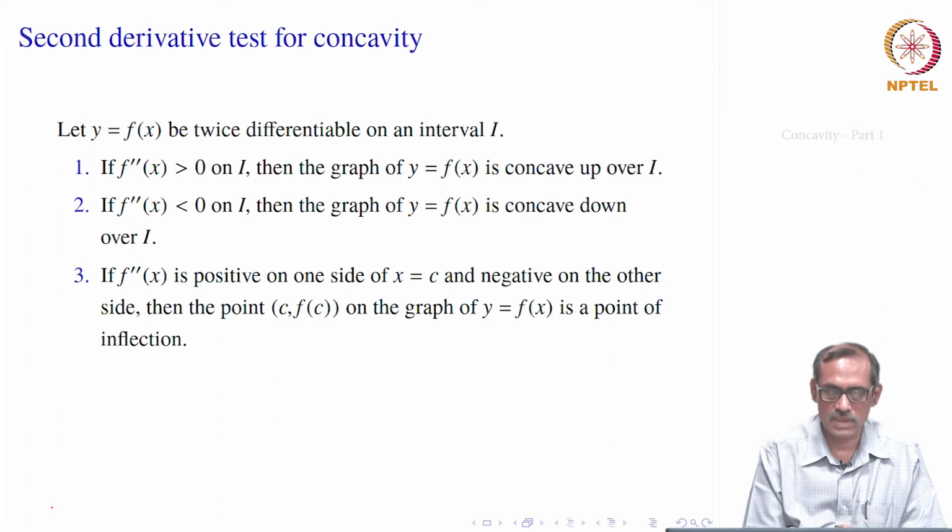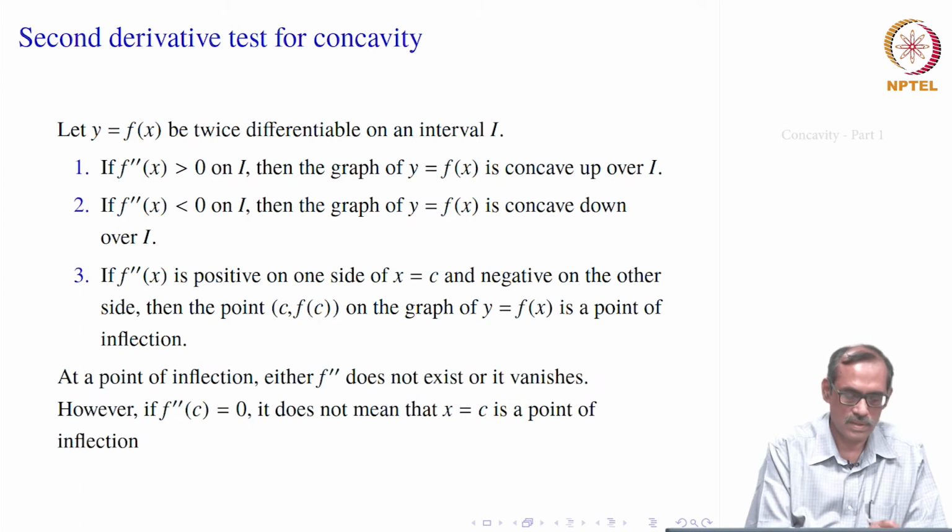And what about the inflections? Of course, if f double prime x is positive on one side of x equal to c and it is negative on the other side, then this point c, f of c on the graph is a point of inflection. So, we will not say x equal to c is a point of inflection, we would say that the point on the graph, c comma f of c, is a point of inflection. There the concavity changes either from up to down or from down to up.